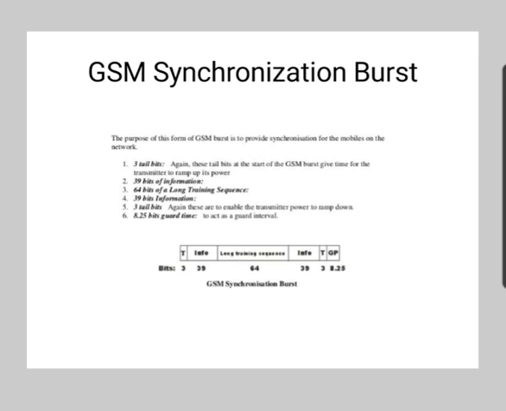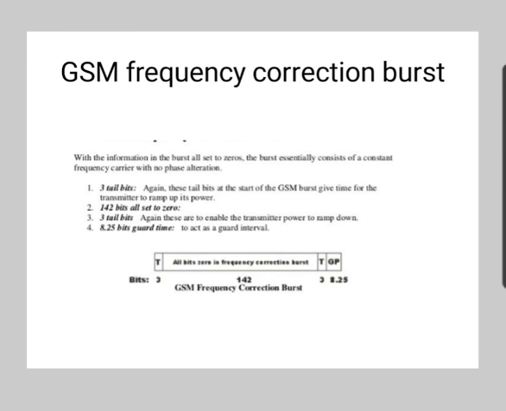Again there are 3 tail bits at the start of the GSM burst, which give time for the transmitter. Then 39 bits of information, a 64-bit long training sequence, 39 bits of information, and 3 tail bits. The GSM frequency correction burst has the information in the burst all set to zeros, so the burst essentially consists of a constant frequency carrier with no phase alteration. So there are 3 tail bits, 142 bits all set to 0, and 3 tail bits.